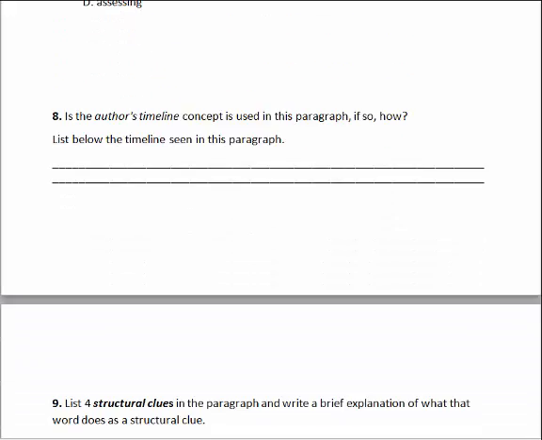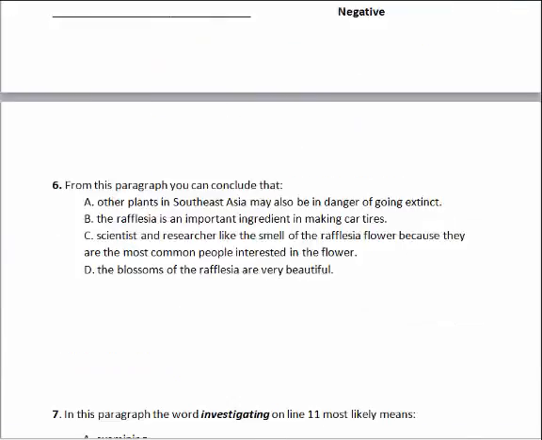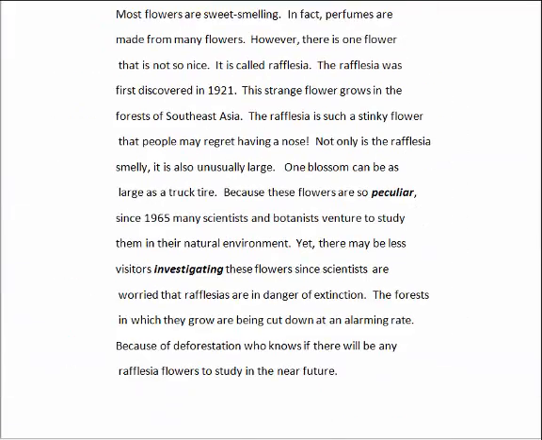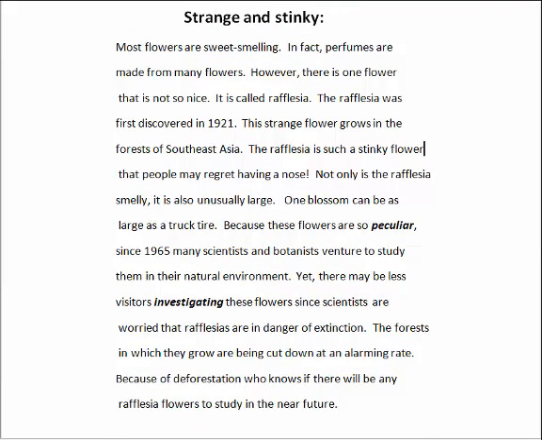8 is talking about the author's timeline. In this paragraph, do we see an author's timeline? Let's scroll on up, take a look at that passage. Author's timeline is like a continuum we talked about. It's a line, old school going to new school, going to future. Do we see that? Most flowers, in fact, blah, blah, blah. Then we talk about the Raphcelia. Here the Raphcelia was first discovered 1921. That goes back up here in the beginning.